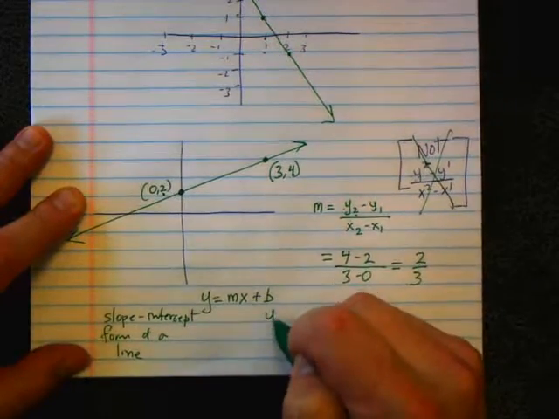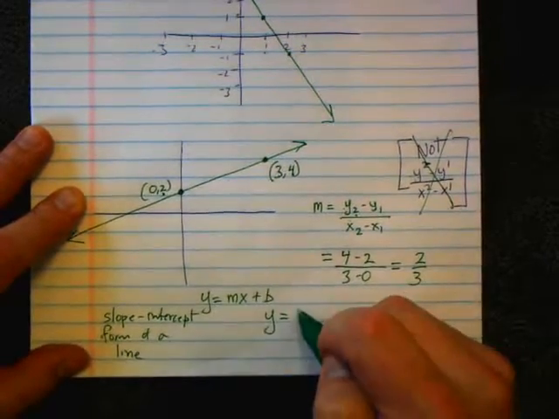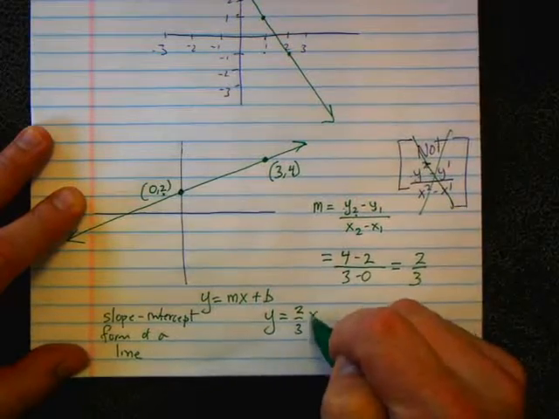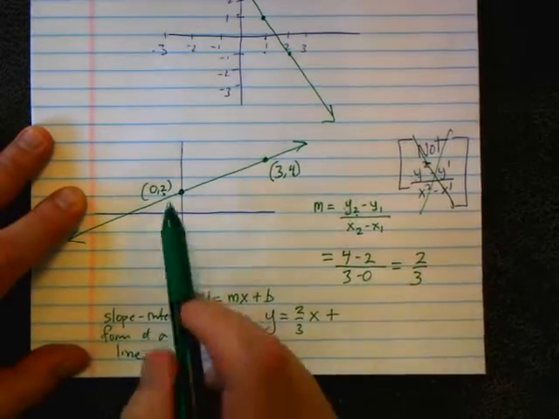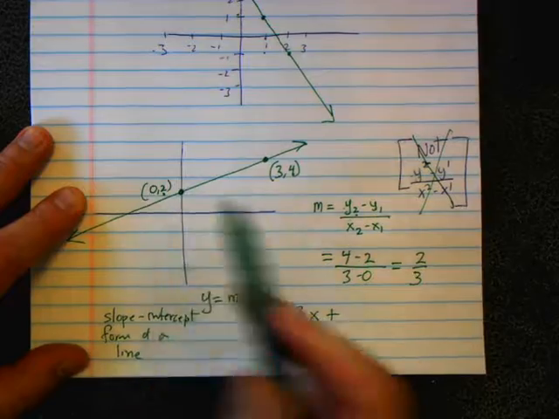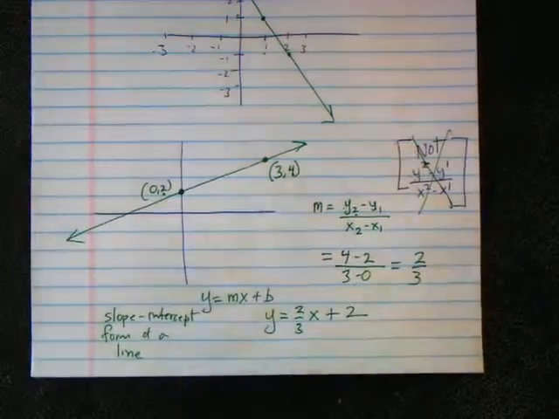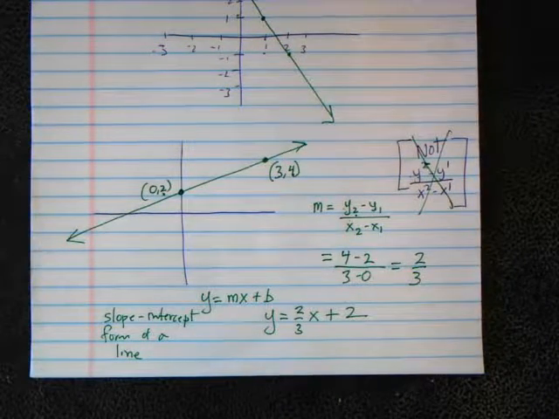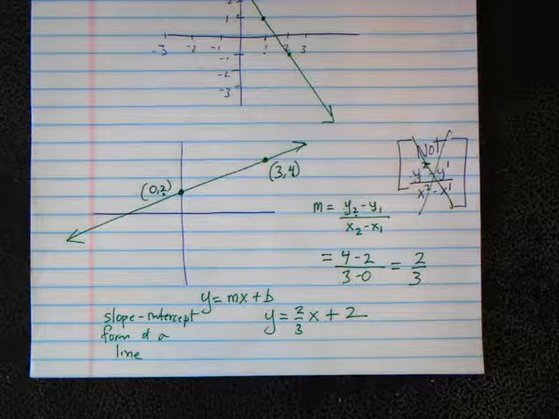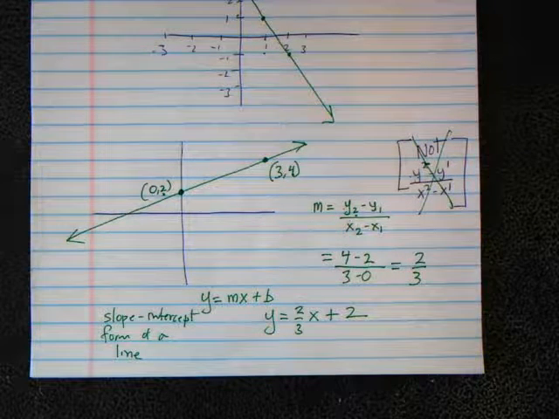So our answer would be y equals. We know the slope. The slope is 2/3. We know the b number. We know the b number is 2 because that's where the y-intercept is happening. And so there's our answer. Y equals 2/3 x plus 2. Questions on that?